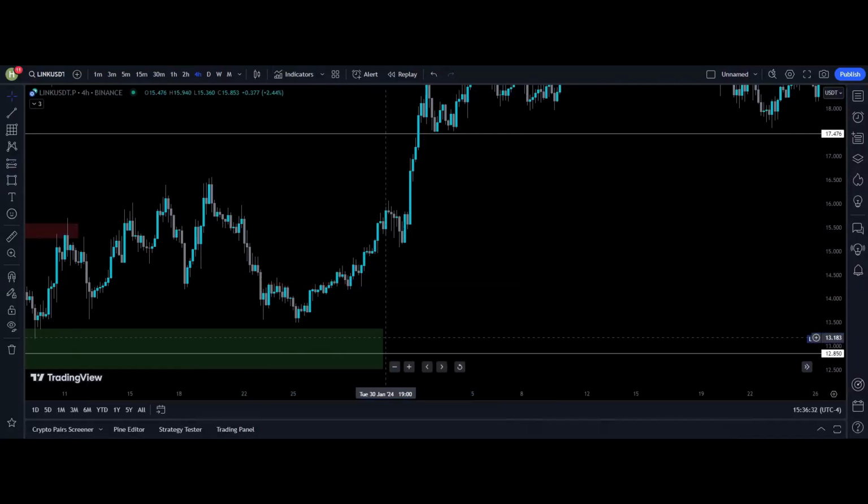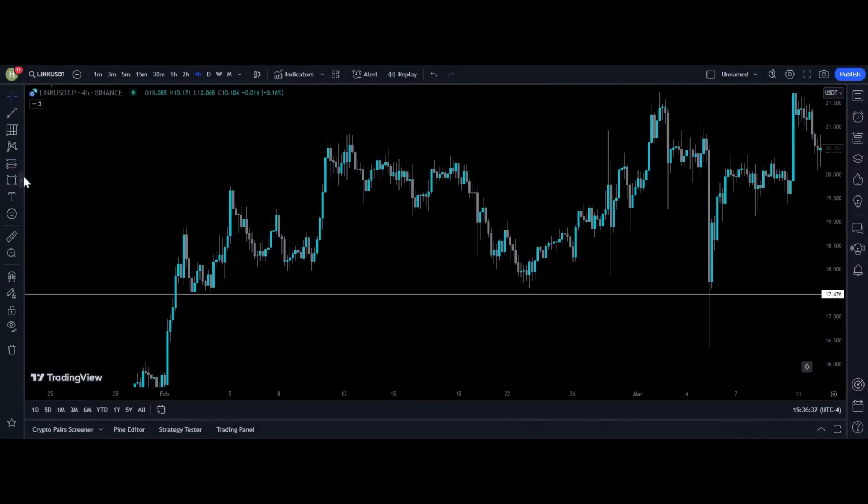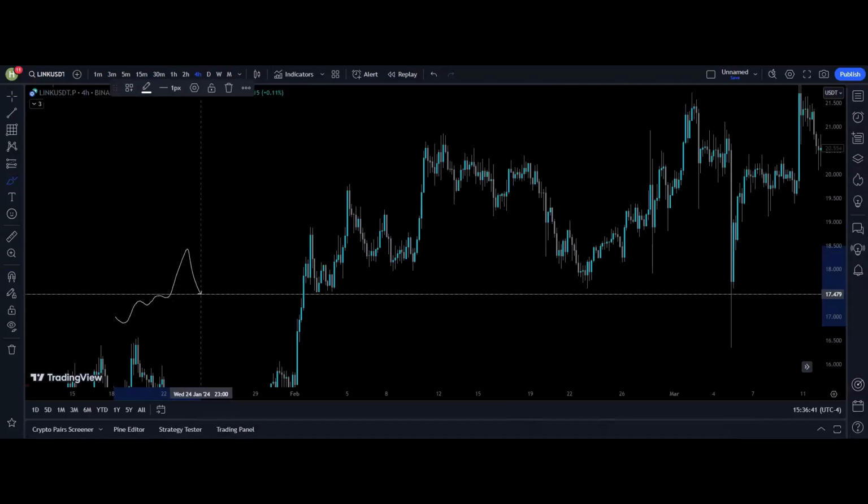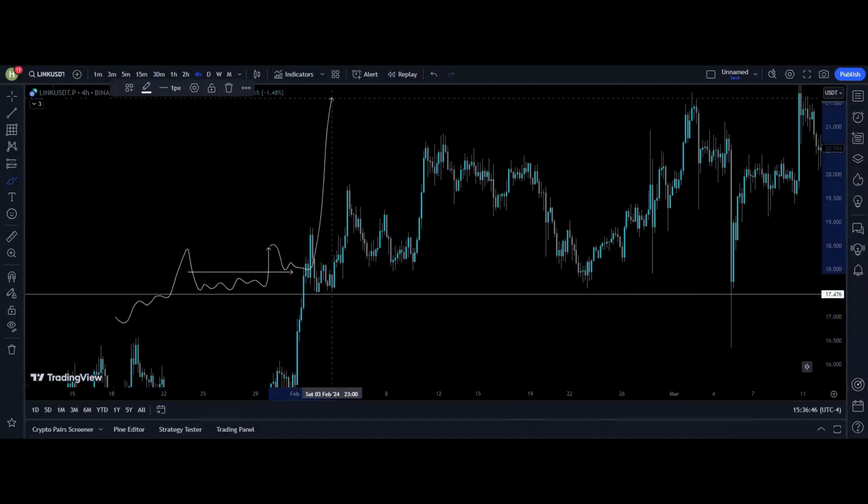Now we broke above the range. Now this is what I mean by a proper breakout. Price breaks, consolidates, and breaks the internal high. Then you can long this retest towards the high.